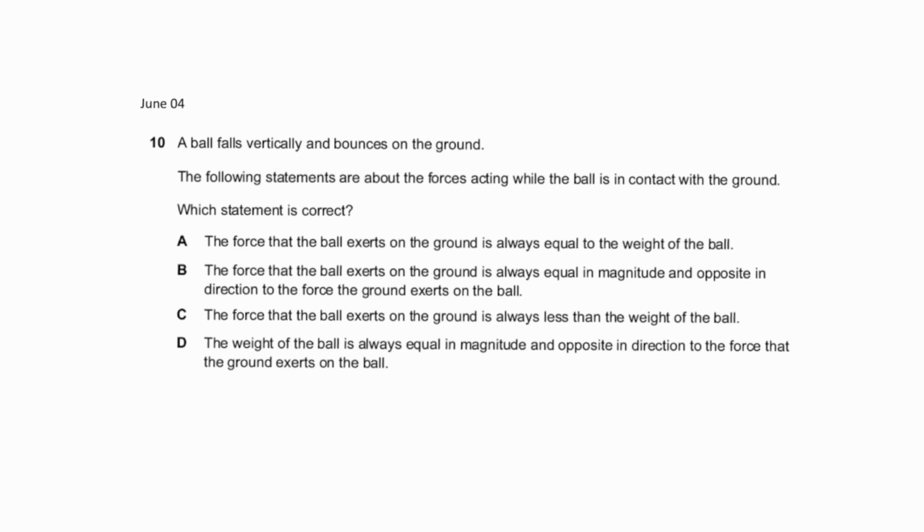Now let's examine the others. Why is it wrong? Especially A. The force that the ball exerts on the ground is always equal to the weight of the ball. Some people tell me, why is that wrong? Because if a ball was at rest on the floor, wouldn't the weight be pushing down on the floor? So then the force that the ball exerts on the ground is equal to the weight. So why is that wrong? What do you think, Esther? Why is this wrong?